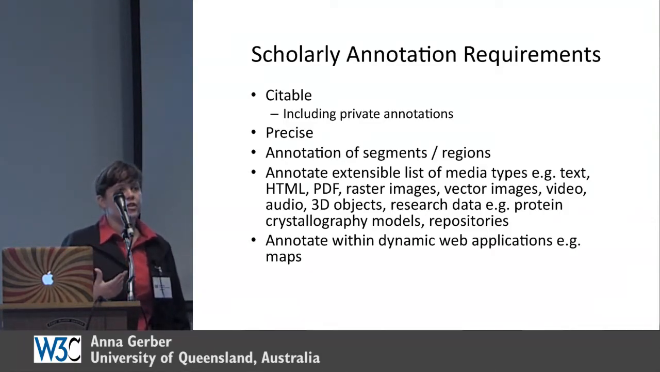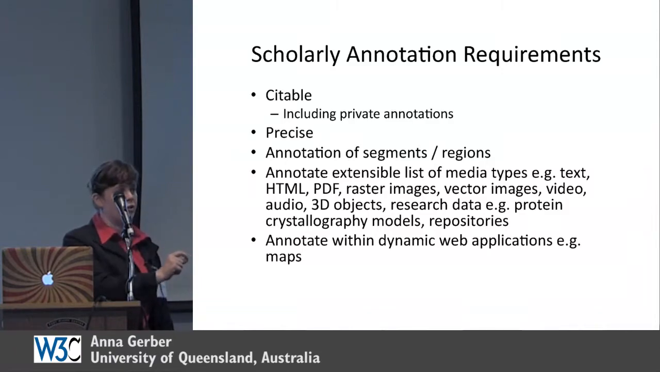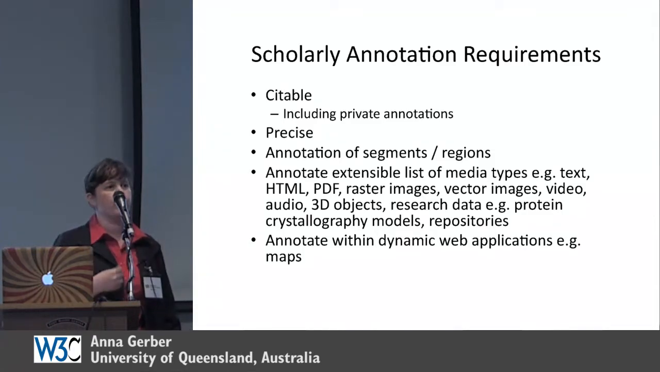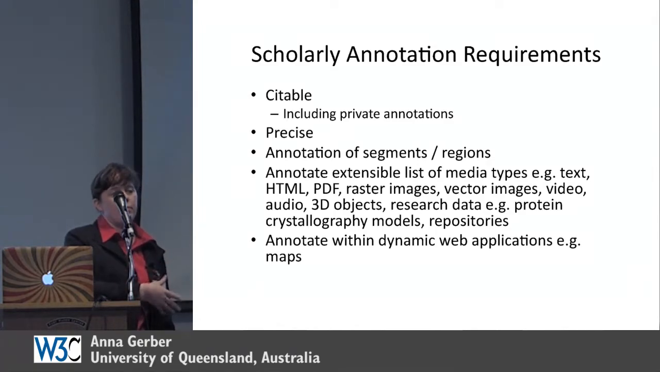Obviously, a lot of our use cases involve annotating segments or regions of resources. And this list of media types that we support for that needs to be extensible, because we're not just annotating text, PDF, HTML, images, video, audio, etc., but we're also annotating very specific research data formats, things like protein crystallography data models, 3D objects, research data that might be published through online portals like CCAN. So we need to be able to extend the list of media types that our model supports.